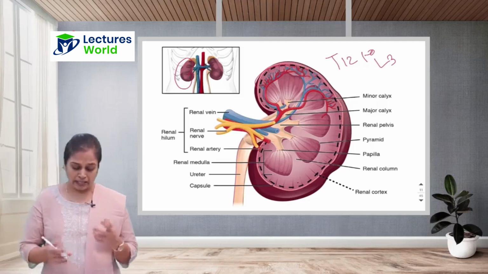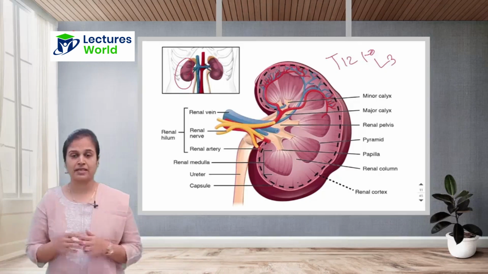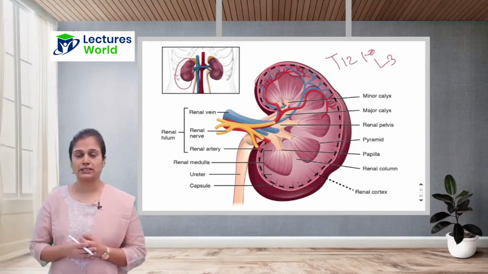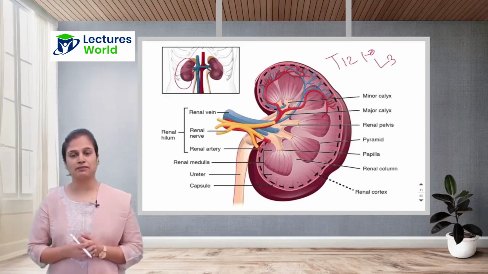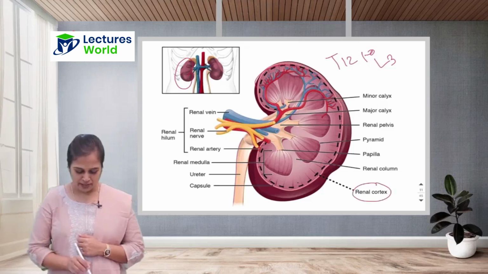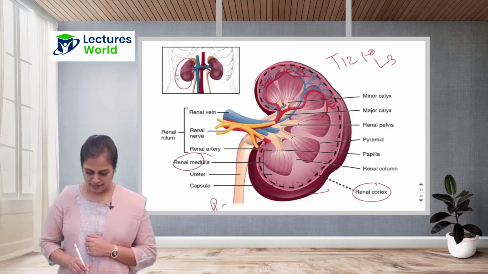In the internal anatomy of the kidney, when we take a section of a kidney, the structure which we visualize is called the internal anatomy. Internal anatomy of the kidney is divided into two parts. First is the renal cortex, second is the renal medulla, and both together make the parenchyma.